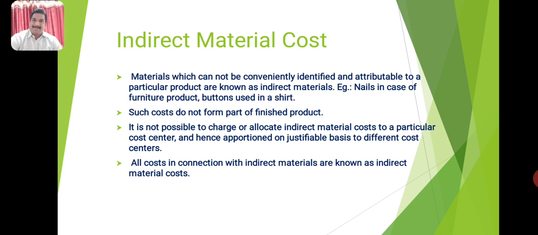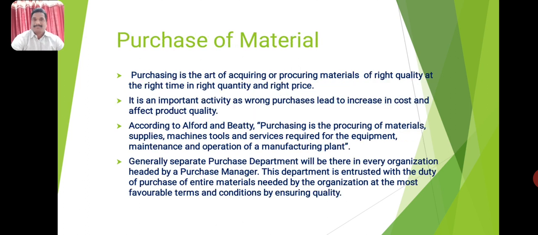But over and above that, without allocating it entirely to a particular product, it will be apportioned or divided among various products on a proportionate basis. So many suitable bases are selected, and on the basis of that, the cost is apportioned between various products or various cost centers. That is one. Then all costs in connection with indirect material are known as indirect material cost. So that is about direct and indirect material cost.